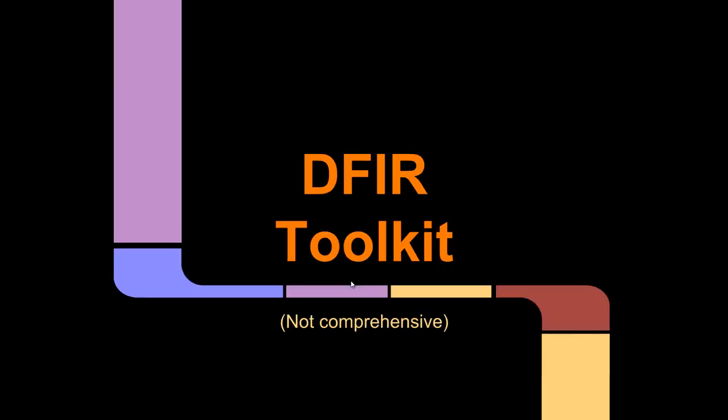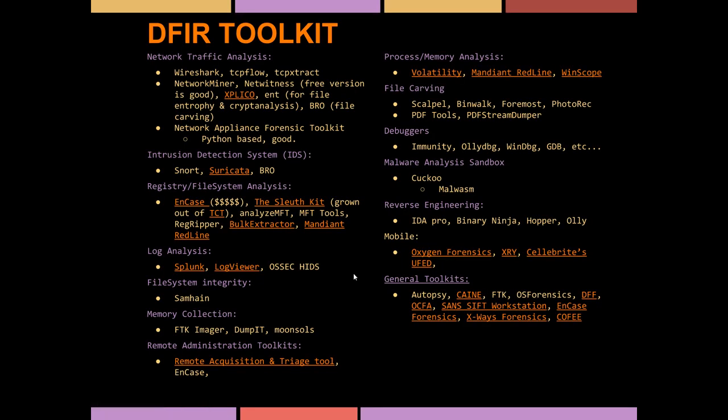So now let's cover a somewhat comprehensive digital forensics and incident response toolkit that you're going to want to look at acquiring for an incident response team. So here we go. The master tool rundown for digital forensics and incident response in general. For network traffic analysis, you absolutely should have Wireshark, TCPflow, and maybe consider getting tcpxtract. Other good tools are NetworkMiner, which I've seen used a lot. NetWitness, the free version is still good enough.